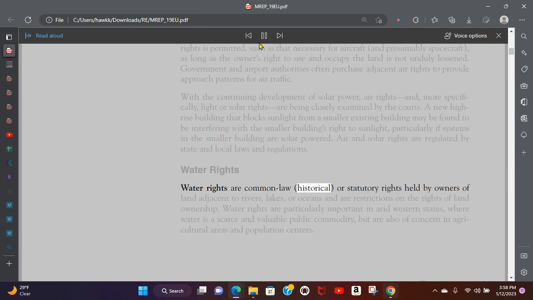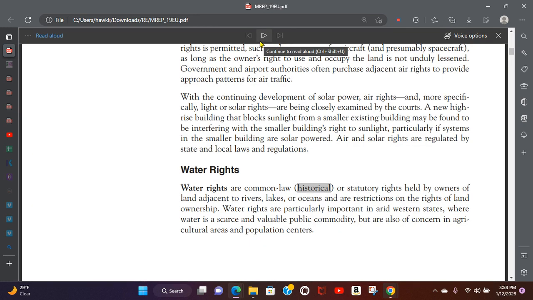Water rights are common law, historical, or So when you talking about popping off with the solar panels, that's why you get paid to put them on top of your house, man. It ain't nothing new to them, man. They know this already. They know this. They're regulated by state and local laws and regulations. And again, man.